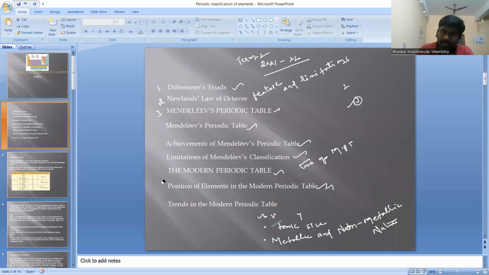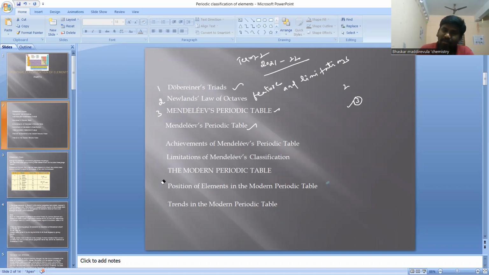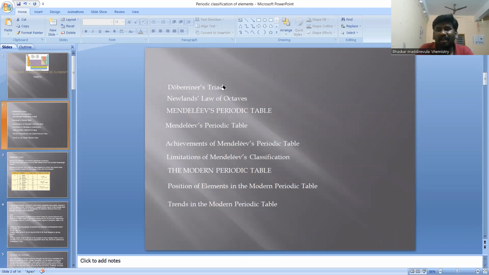Next, we will see the first topic. In this slide, we are going to cover the first three topics. After those three topics, in the second slide, we'll go completely with the modern periodic table. First, we'll go with the Dobereiner slide. I already covered one topic over this, so I will just revise it once.